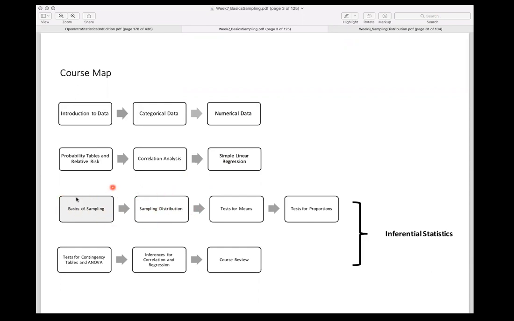There's a lot of content here, so I'm going to go fairly quickly, but I'm going to focus on the key elements. It's sort of, I would say, the broad strokes, the most important aspects of this analysis. What I want to emphasize here is that these two modules are the beginning of this second half of this course, which is inferential statistics.